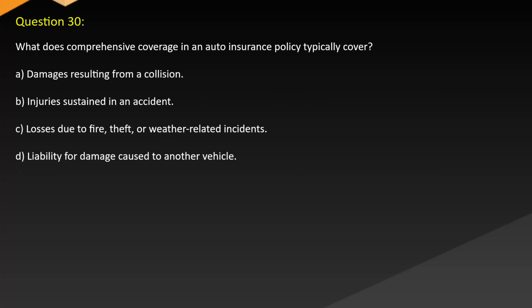Question 30. What does comprehensive coverage in an auto insurance policy typically cover? A. Damages resulting from a collision. B. Injuries sustained in an accident. C. Losses due to fire, theft, or weather-related incidents. D. Liability for damage caused to another vehicle.